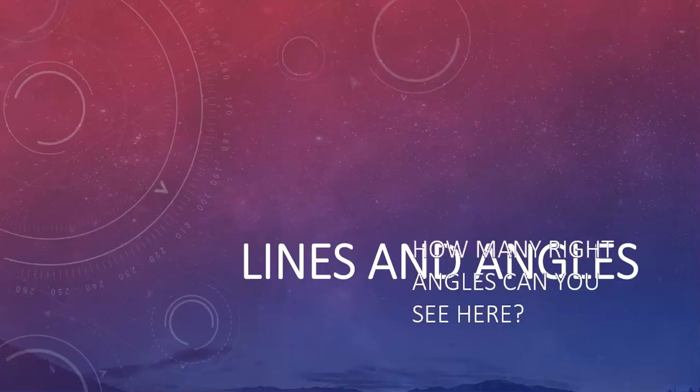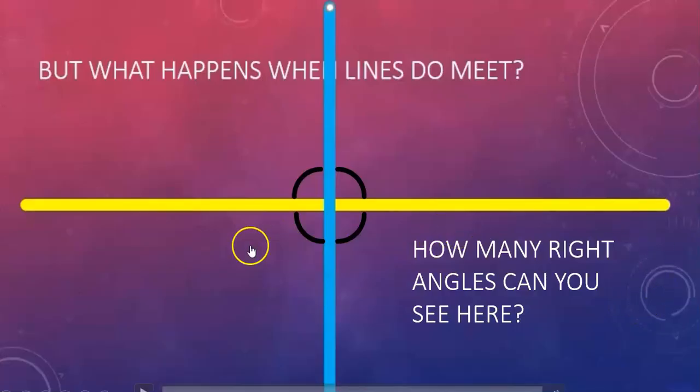How many right angles can you see here? Count them with me. 1, 2, 3, 4. So when a vertical line crosses over a horizontal line, we have 4 right angles. It creates 4 right angles.